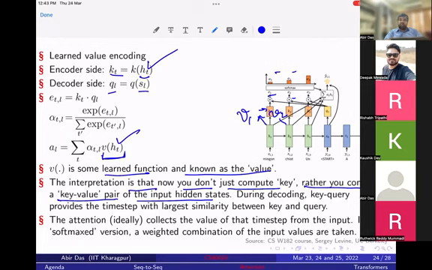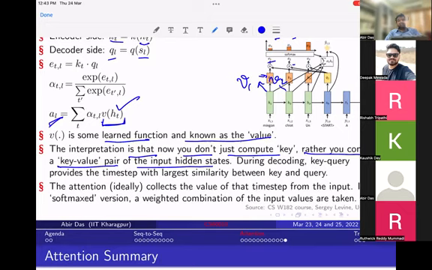Then when it comes to the time of computing the AL, that is the attention, you are basically giving these V's instead of HTs. So the interpretation is that you don't just compute key, rather you compute a key value pair, that is both key and value of the input hidden states. During decoding, key query provides the time step with largest similarity between key and query. This is the same as what we were discussing for the basic attention. So key and query interact with each other to get the largest similarity.